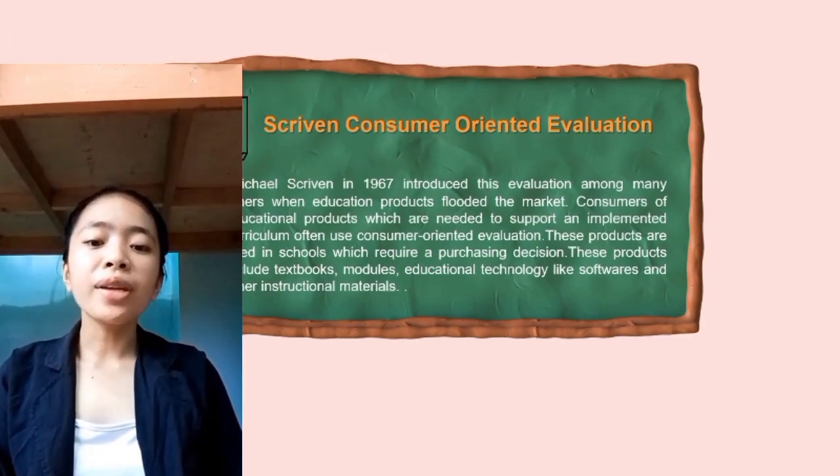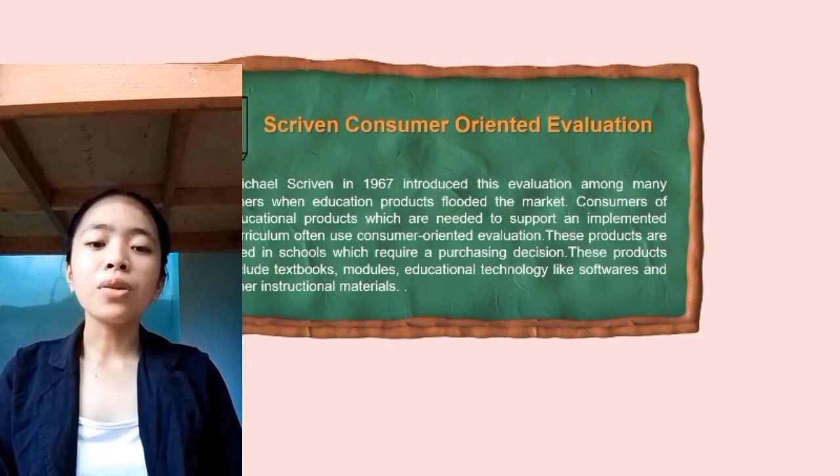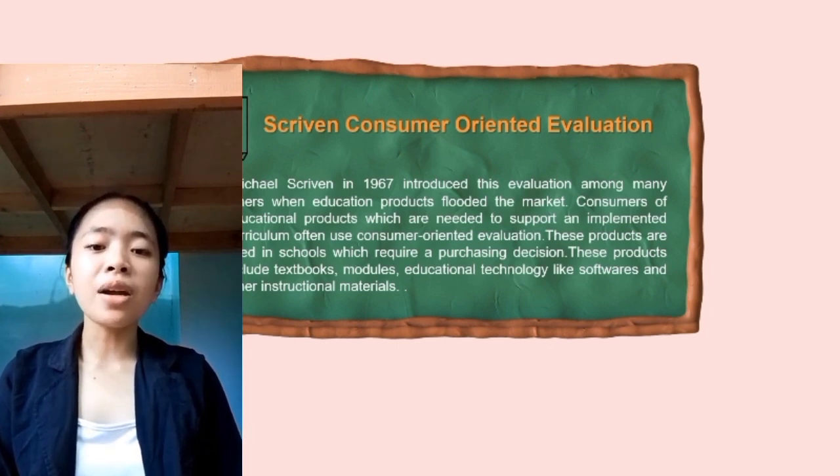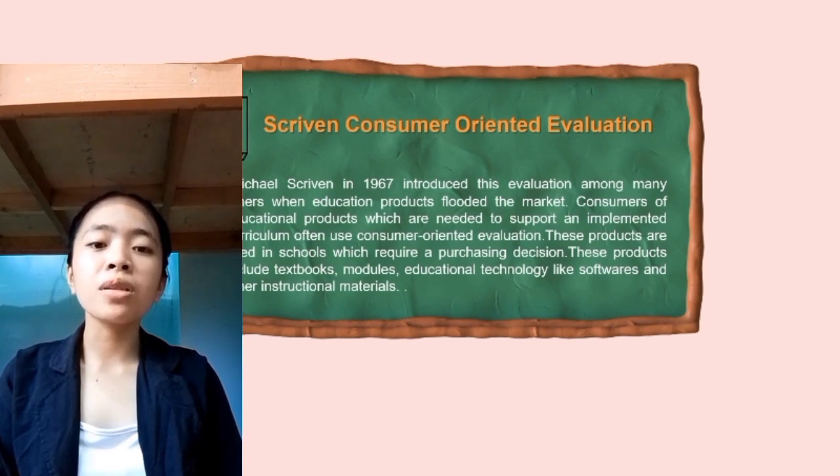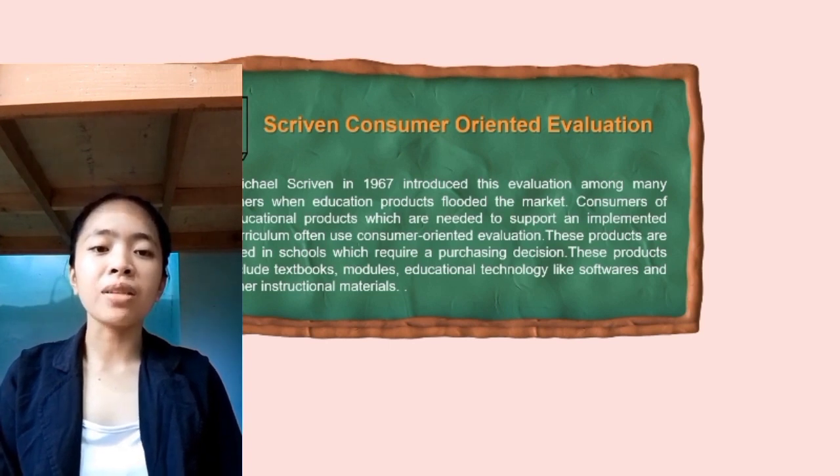Scriven's Consumer-Oriented Evaluation, or COE. Michael Scriven in 1967 introduced this evaluation among many others when education products flooded the market. Consumers of educational products which are needed to support an implemented curriculum often use consumer-oriented evaluation. These products are used in schools which require a purchasing decision. These products include textbooks, modules, educational technology like software, and other instructional materials.